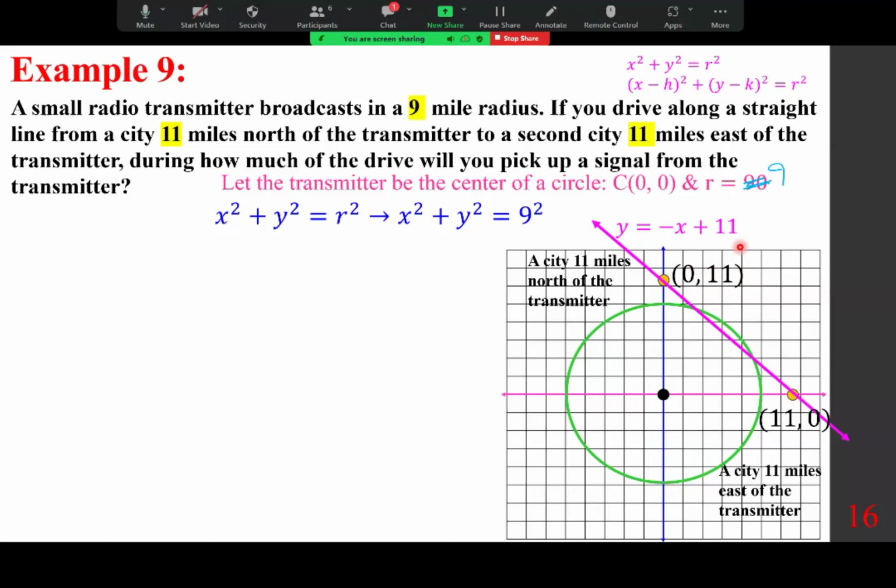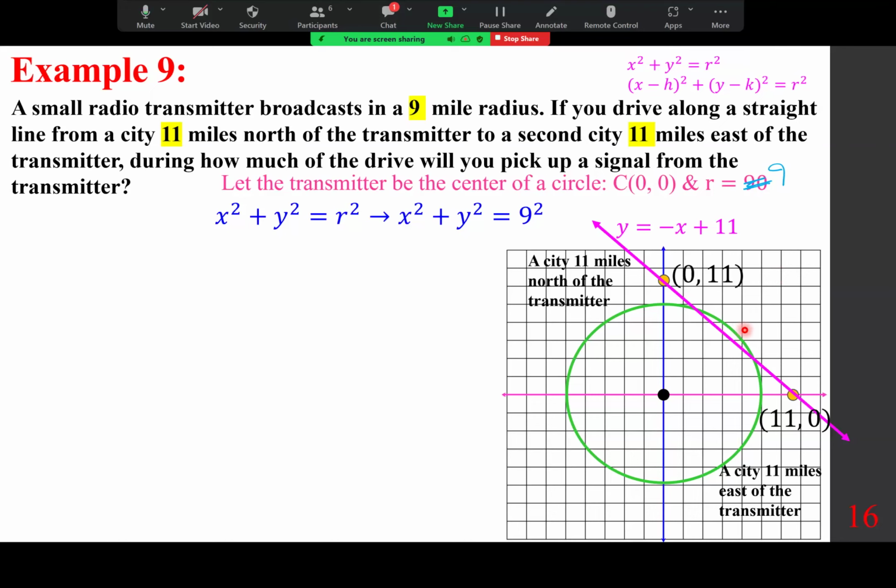So what do we need to find? Let's read the question one more time. During how much of the drive will you pick up a signal from the transmitter? This is the transmitter, and anywhere within the circle, because it's within 9 miles, you will pick it up. If this line has no intersection, it's way outside the circle, you will never receive anything.